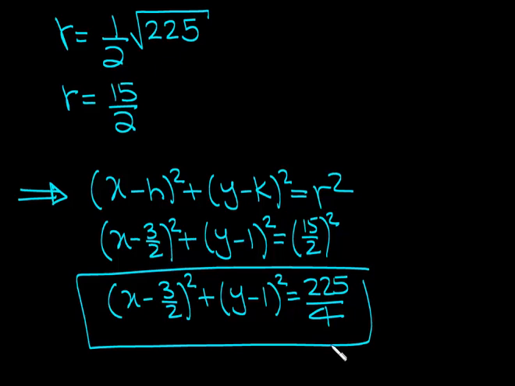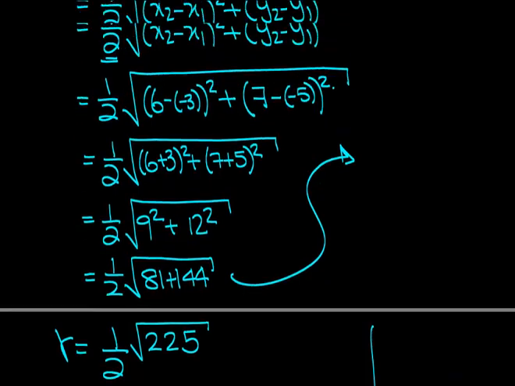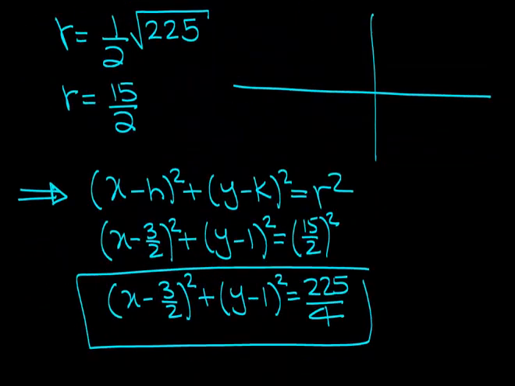Okay, so to find the equation of a circle, always remember you need a point and a radius. And then if you wanted to graph this, it's not that difficult to do. To graph a circle, the center is at 3/2, or 1.5, and 1. So this is 1, 2, 3. So 1.5 would be here and 1 would be here. This is my center. Okay, and my radius is 15 over 2, which is roughly 7.5.